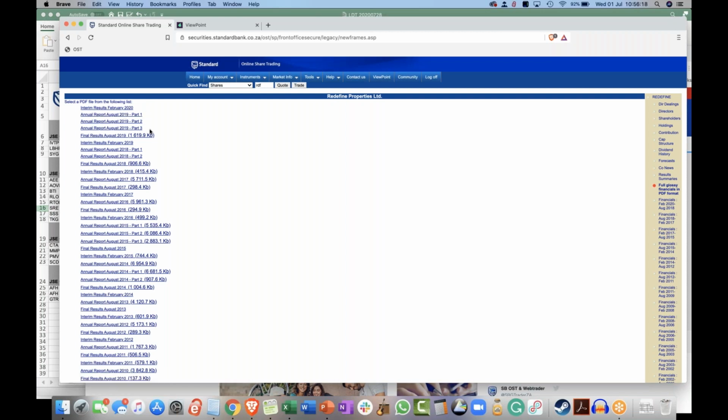So those are annual reports for August 2019. This is Redefine. The year end is August, so the interims are out for February. We will get more details when we get the year end in August, whenever those results are published, and then the annual report will come a little way after that. At that point, they're going to give us really solid detail. They're going to tell us who they owe the money to. They're going to give us a payment profile.